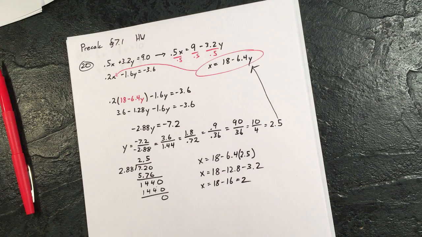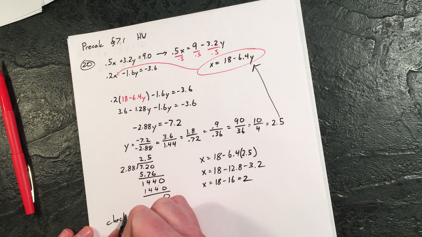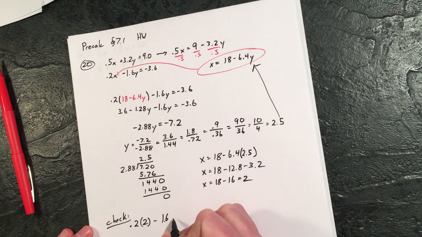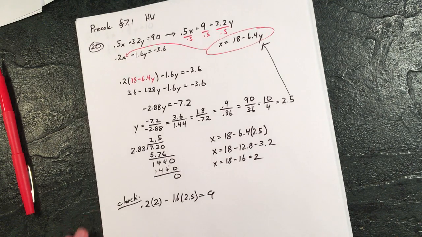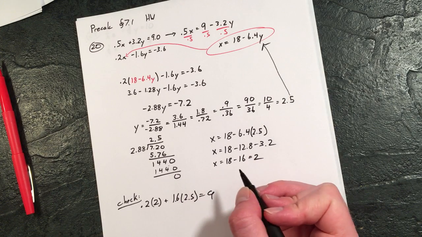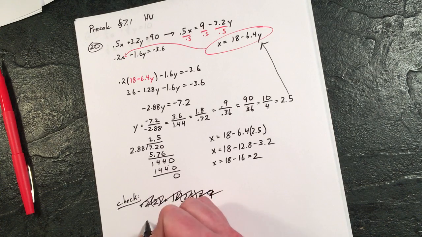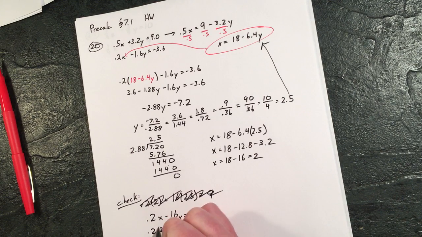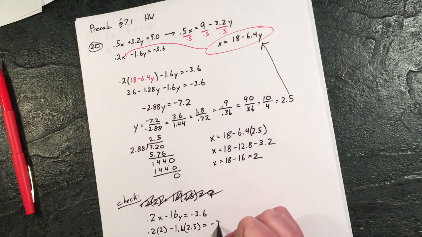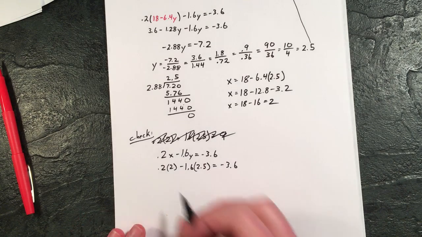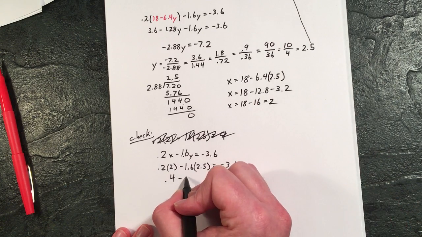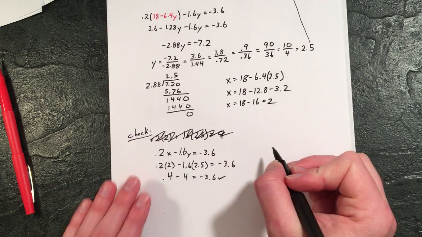And let's check this by plugging this into one of the other equations here. So let's do that bottom one. That's plus, that's a minus. Let's try that again. So 0.2 times 2 minus 1.6 times 2.5. Hopefully that's negative 3.6 here. 0.4, 2.5 here. That's getting us 4. So that does check out here.